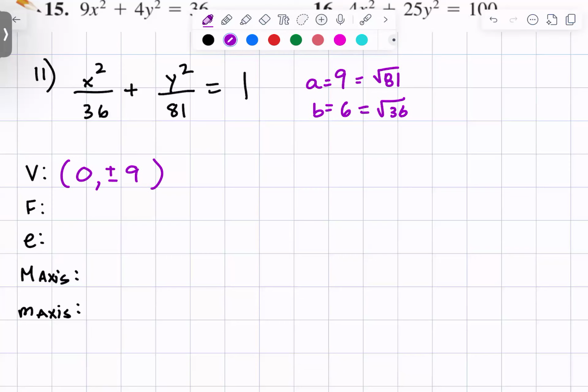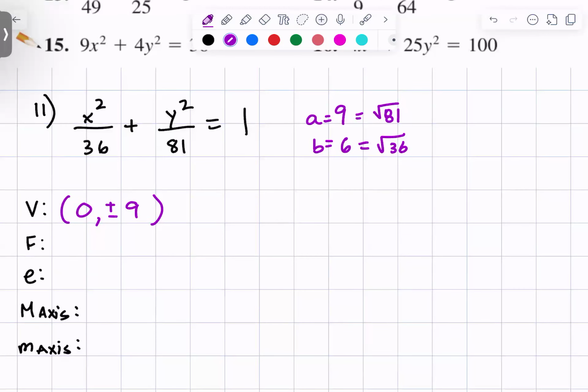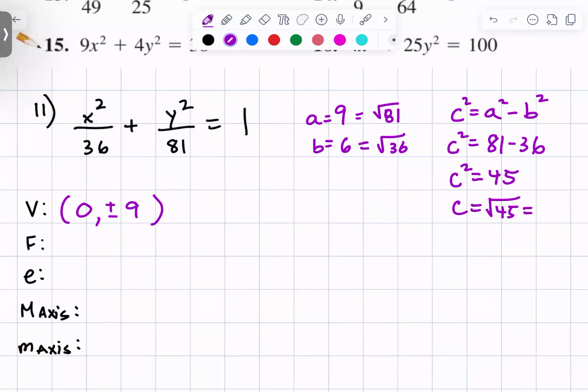To get my foci, I need my C value. Remember, C squared equals A squared plus or minus B squared. So C squared equals 81 minus 36, so that's 45. So C is going to be the square root of 45, and you can put that as 3 square root of 5.